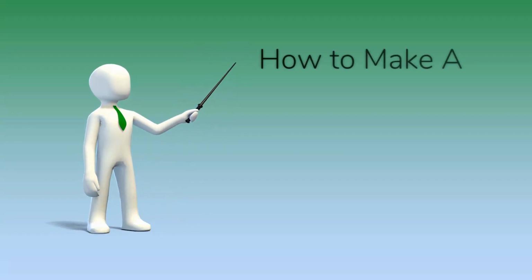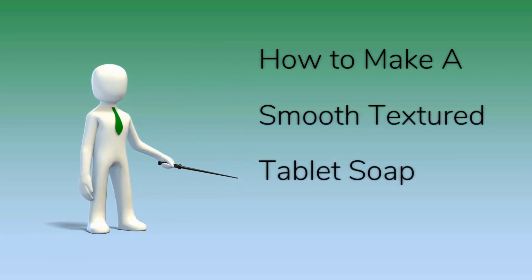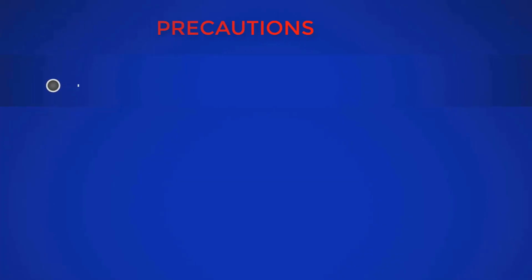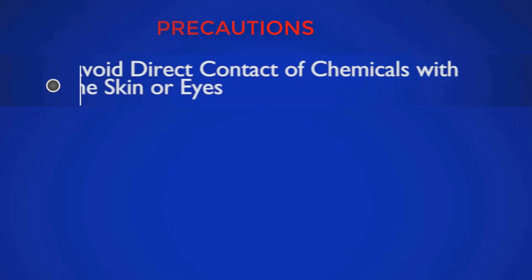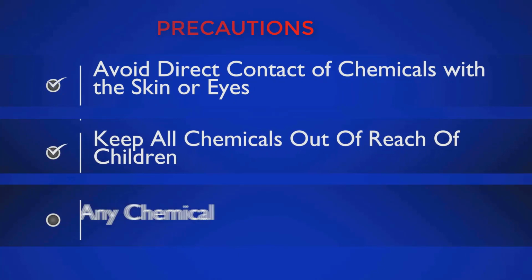In this video, I'm going to show you how to make a smooth tablet bathing soap at home. But before we go into the mixing process properly, let's go through the safety precautions you will take as you do this preparation. Avoid direct contact of chemicals with the skin or eyes. Keep all chemicals out of reach of children and do not taste any chemical.